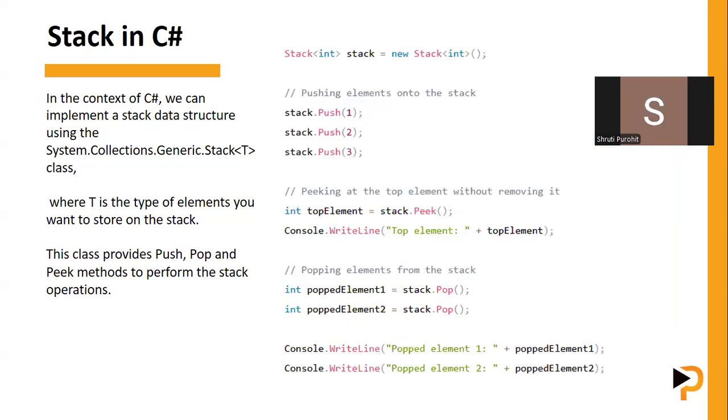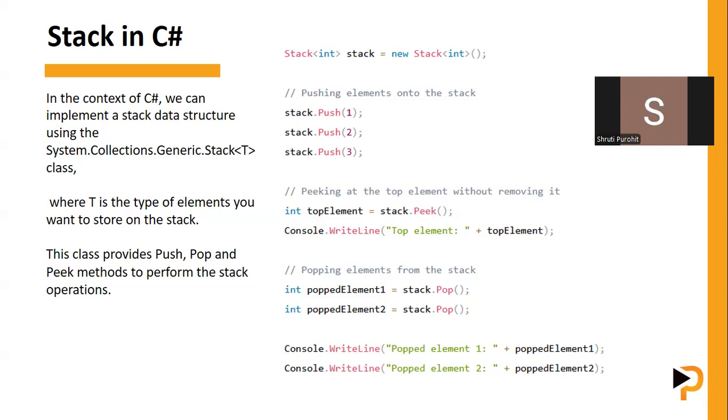In the context of C#, we can implement a stack data structure using the generic Stack<T>, where T is nothing but the type of element you want to create. You can create a stack of type string or integer or any kind of data structure. This class provides Push, Pop, and Peek methods which are already available.